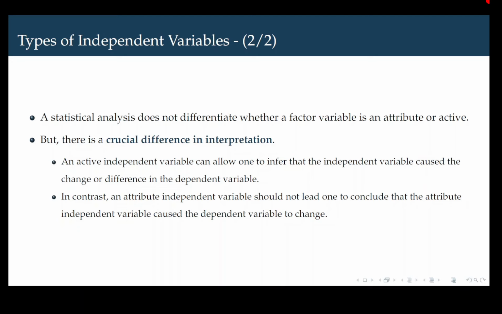Therefore, when we have an active independent variable, that means we can establish cause and effect relationships. But if we have an attribute independent variable, there may be a relationship between the independent and the dependent variable, but we cannot establish cause and effect relationships.